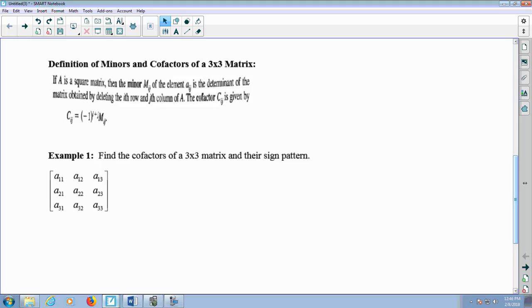Okay, so let's go ahead and figure this out. What a cofactor is, Cij, and it says if A is a square matrix, n by n, a 2 by 2 or a 3 by 3, then the minor Mij of the element Aij, remember Aij is some element, it could be the first element, it could be the ninth element, it could be any element within the matrix. Mij is not a matrix, but is the determinant of a matrix. So the minor is the determinant of a matrix obtained by deleting the ith row and the jth column of A. And the cofactor is calculated as Cij.